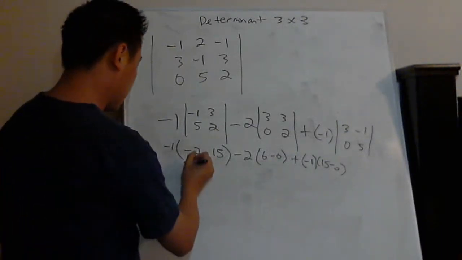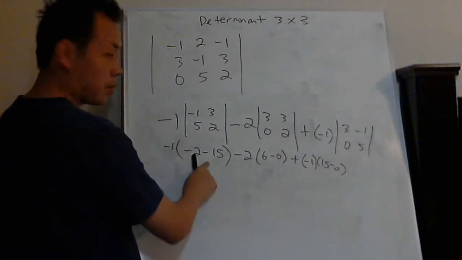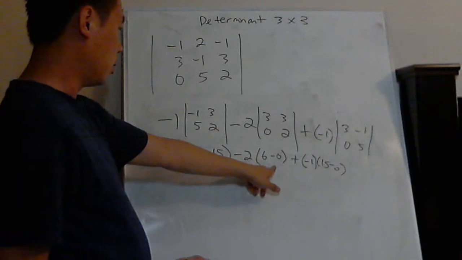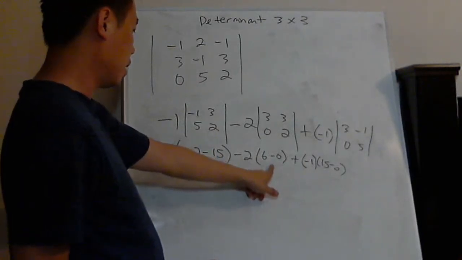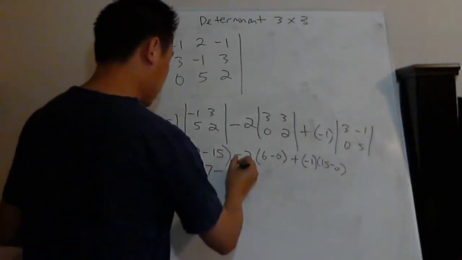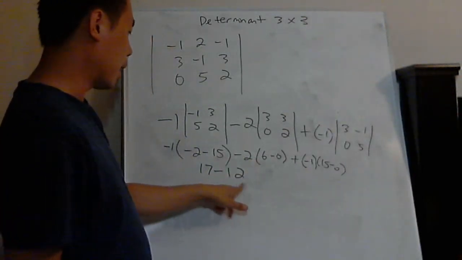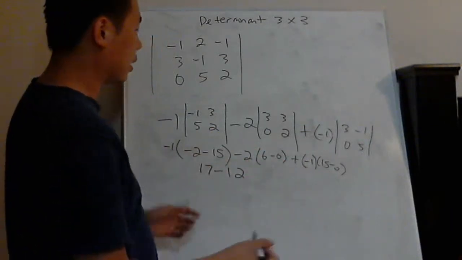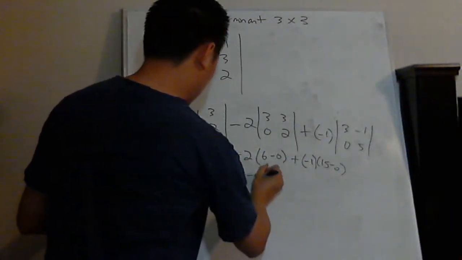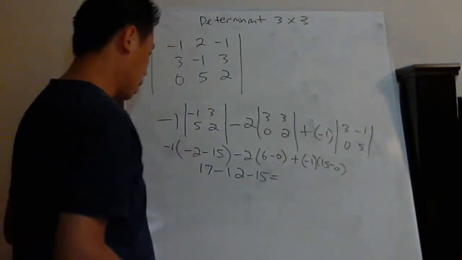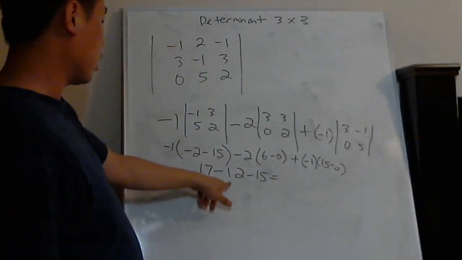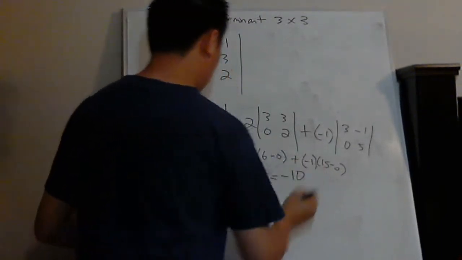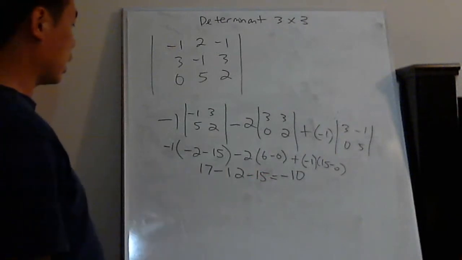And then now you'll get what? -1 times, this is -17, so you get 17, minus, well, this is 6, right? 6 minus 0 is 6. 6 times 2 is 12. So you're just minusing 12. And then right here you have a -1 times 15, so you're adding a -15, which is really just subtracting 15. So you get 17 minus 12, which is 5. 5 minus 15 is -10. So that's the first method of doing determinants.